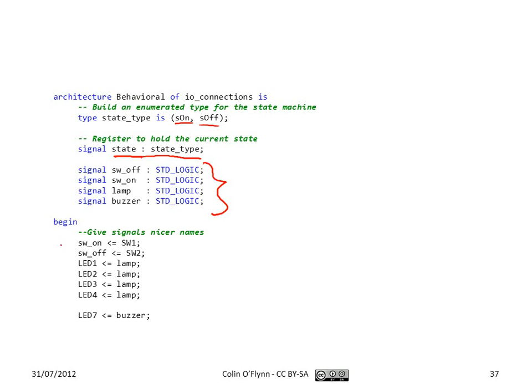What you can see is I've used these switch off and switch on to be assigned from the actual physical switch name. So now when we're working with the code, we have some nice names, switch on and switch off. And then likewise, I've assigned the state of the lamp to 4 LEDs, and I've assigned the buzzer to a single output LED. So using these signals, it makes the code a lot easier to read because we have these nice names that are much easier to understand than remembering, oh, it was switch 4, what was switch 4 again?